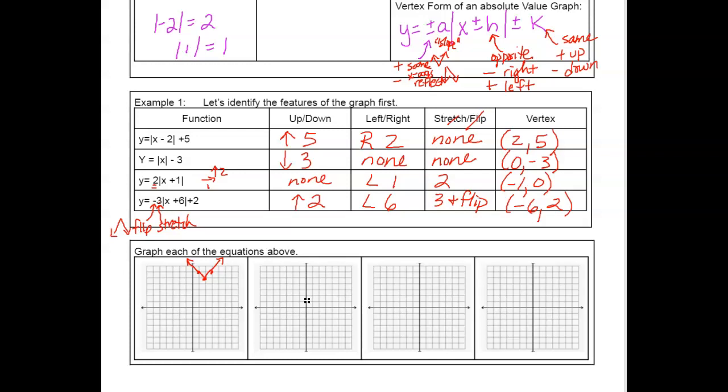Okay. All right, let's look at example 2. Our vertex was 0, -3. 1, 2, 3. We don't flip it. We don't stretch it. And we've already moved our vertex. So now we just go to the right 1, up 1, to the left 1, up 1. And if you want a couple more dots to help, you certainly can. We just follow that pattern. And then you just draw a couple.